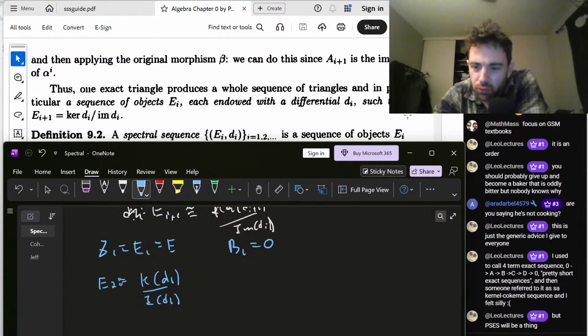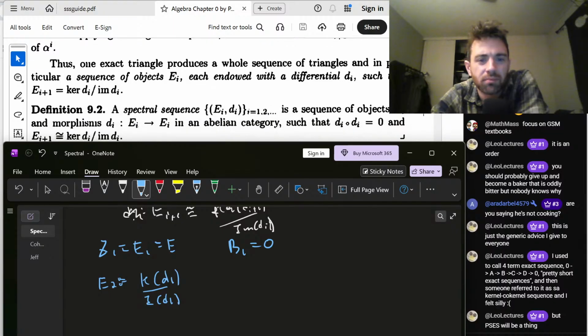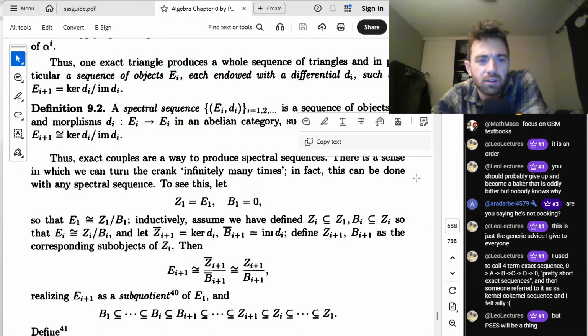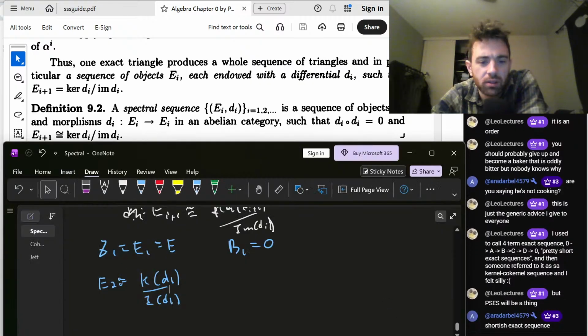You used to call a 4-term exact sequence a pretty short exact sequence. Yeah, you could make pretty short exact sequences be a thing. That sounds cooler than kernel-cokernel sequence. Okay, so this makes more sense. Short-ish exact sequence, yeah.